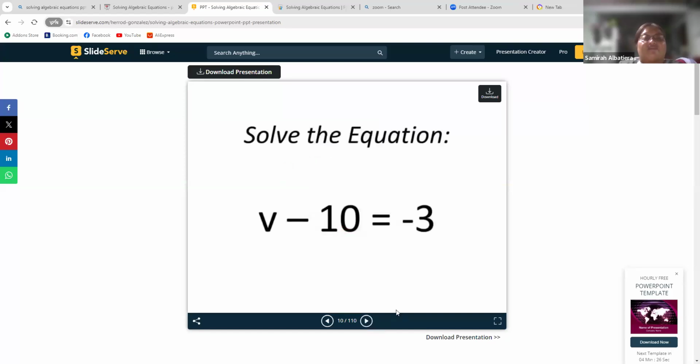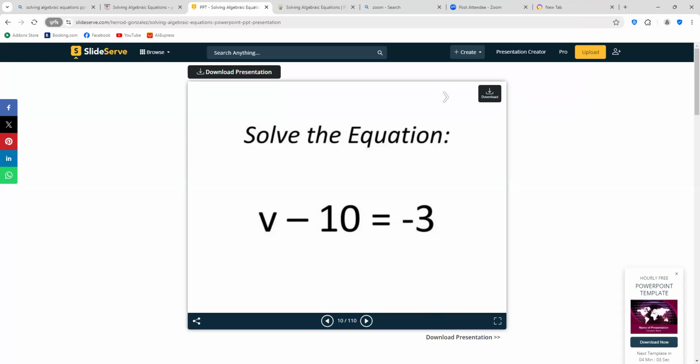How about this one? V minus 10 is equal to negative 3. Write it down on the chat box. I know it.